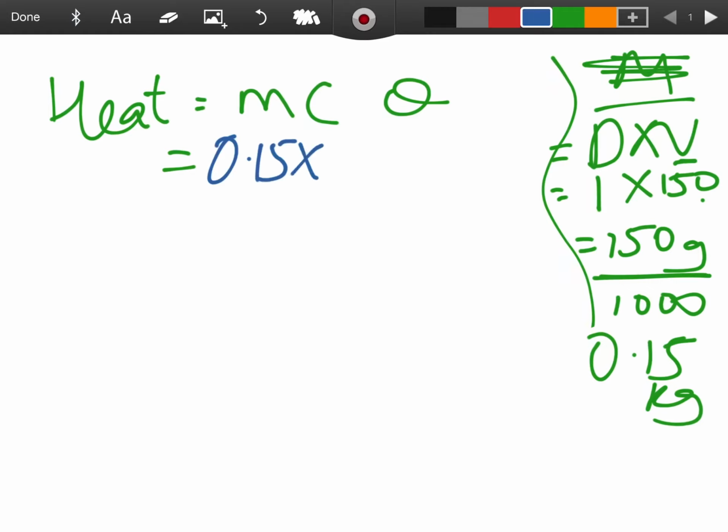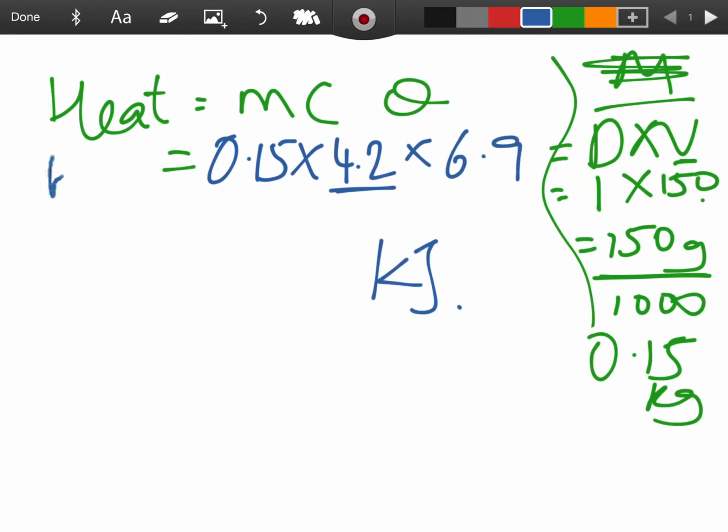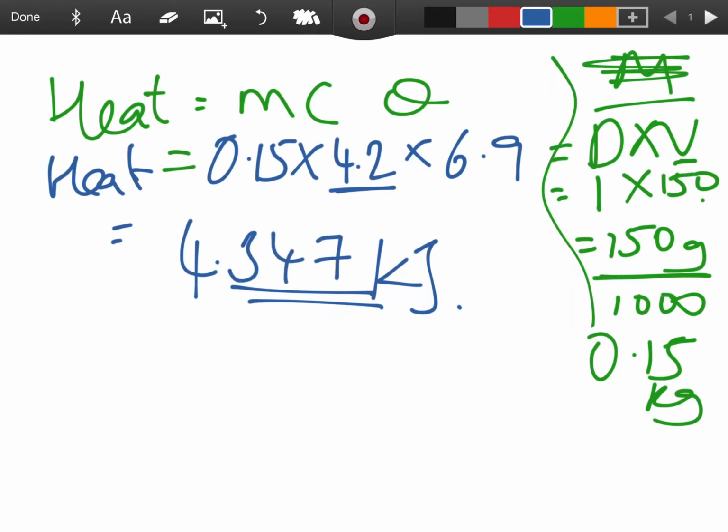So I'll fill that in over here now, 0.15. Now, my specific heat capacity, they told me, was 4.2 in the question. Now that's kilojoules, so my answer will come out in kilojoules. So watch the unit as well. And the change in temperature we calculated in the previous slide was 6.9. So when I calculate all of that, I'm going to get kilojoules now for the amount of heat that I made in the cup. So that's 4.347 kilojoules of heat made in the cup.